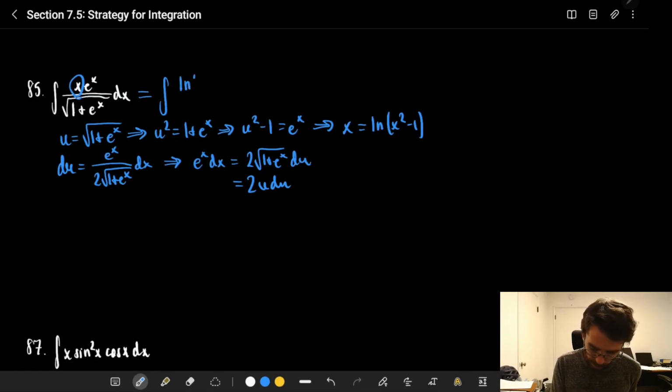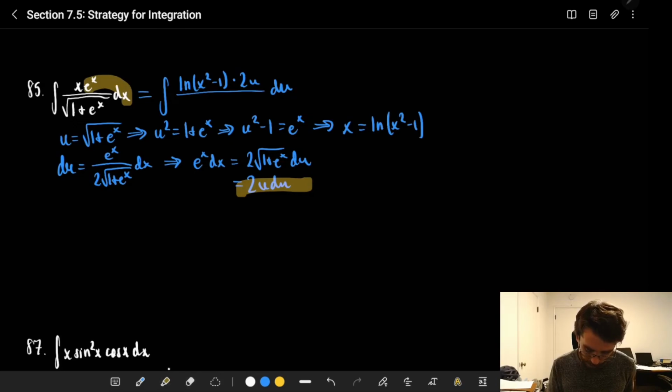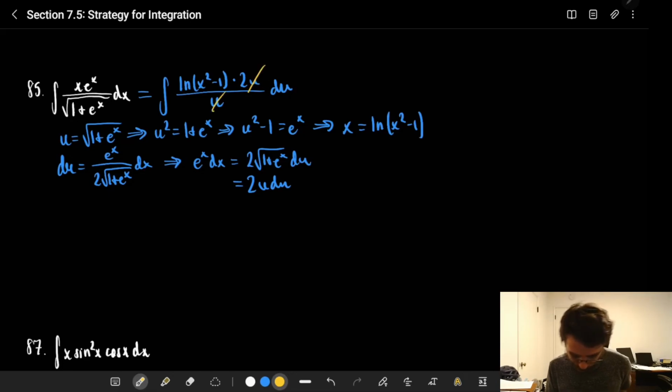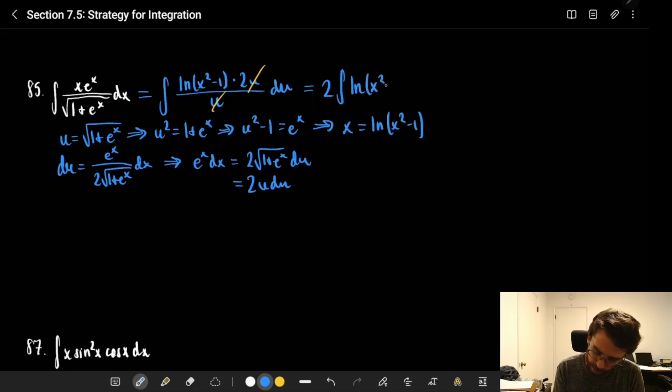Don't have high hopes anymore, but let's plug it in and see. So on top you have natural log u squared minus 1. That handles that. Then e to the x dx is 2u du. Put the du out here. And then this piece is just u. So, oh. Well, look at that. The u's cancel. Great. That's what I was worried about. So the 2 comes out. You want to integrate this guy. Wait, why did I have x?